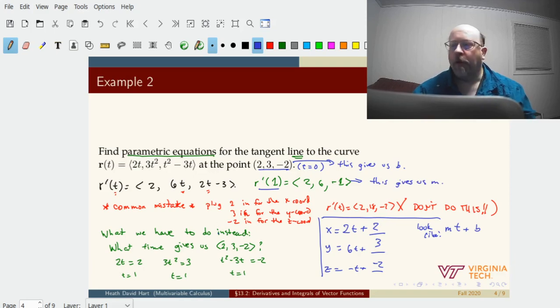And so once you have the derivative vector, then it's really easy to write out these parametric equations. All right, let's move on.